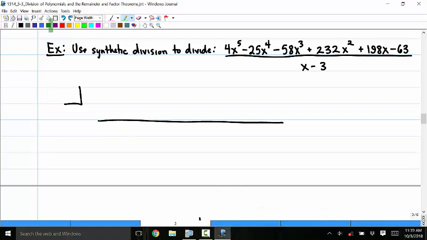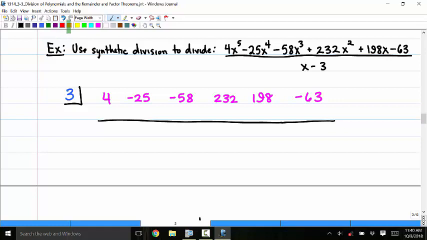All right, here we go. I'm going to start leaving off some shortcuts. What's x minus 3 equals 0? X is 3, so 3 goes into the little half box. The coefficients up at the top should be 4, negative 25, negative 58, 232, 198, and negative 63. You agree?